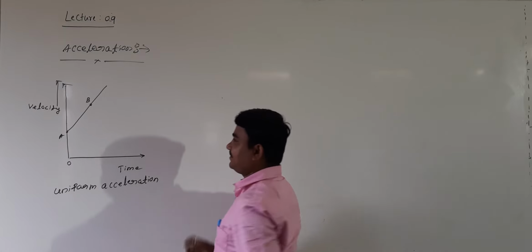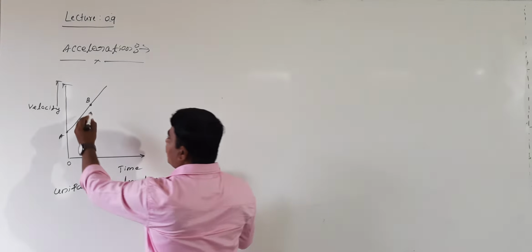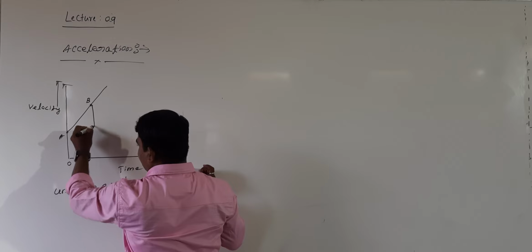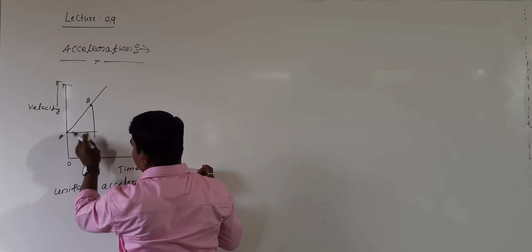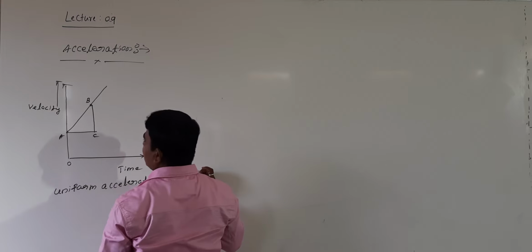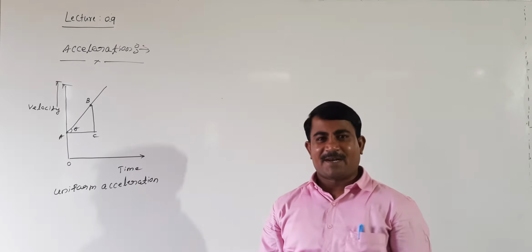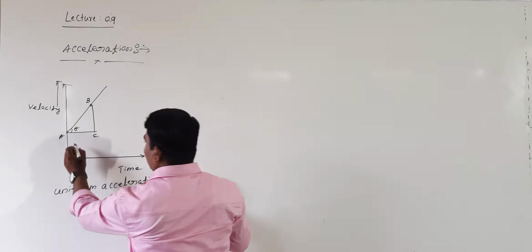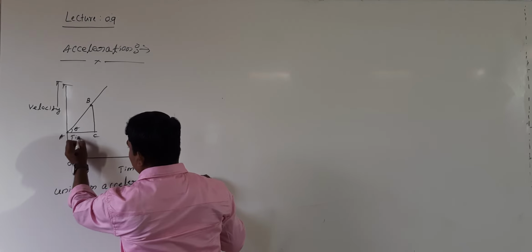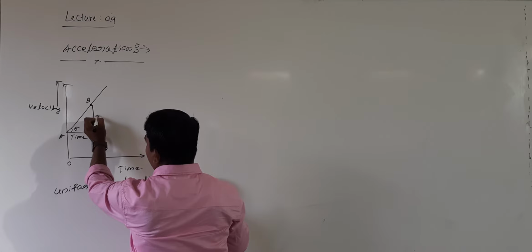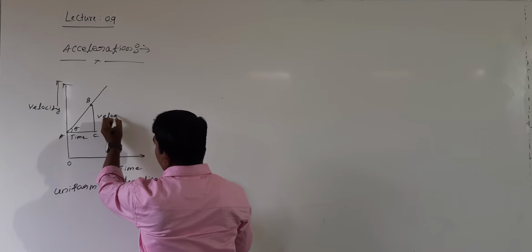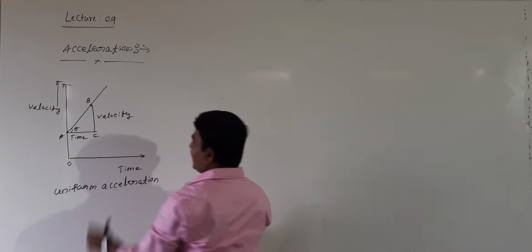On this graph I will join 2 points and make the slope here. This is point C. In this one, shall I take it as theta? Along the x-axis we have taken the time, along the y-axis we have taken the velocity. Right or wrong?